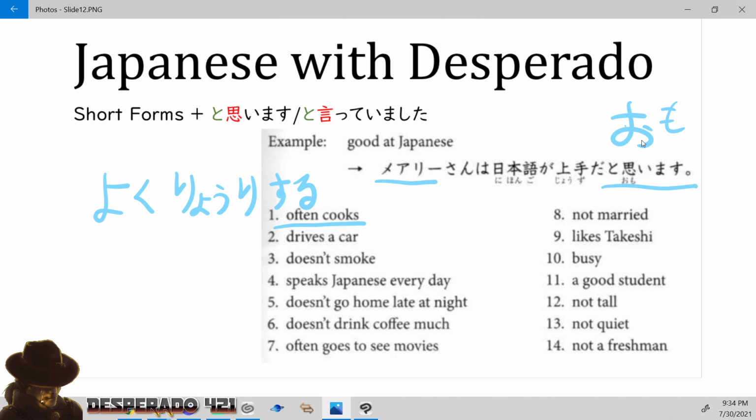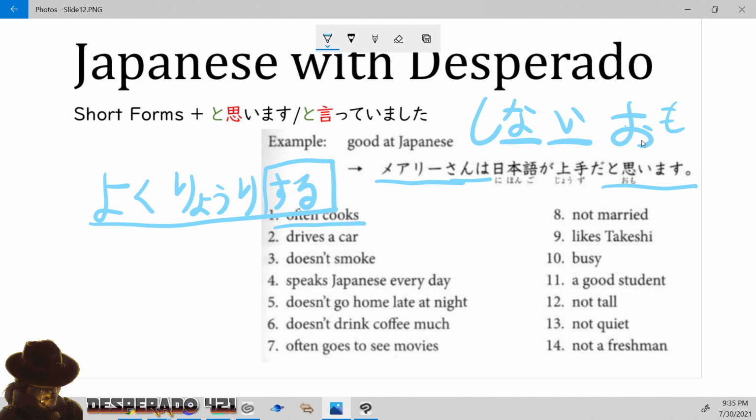So we'd start with Meri-san wa yoku ryori suru. Ryori shi. Shi to. No? You have to make it negative, remember? The negative shinai. Very, very good. Shinai omoimasu. Would it just end there, or would we keep going? Shinai to omoimasu. Ah, okay.